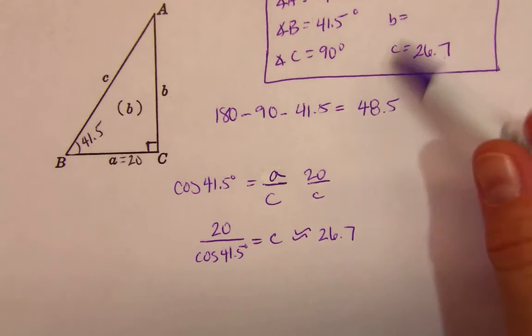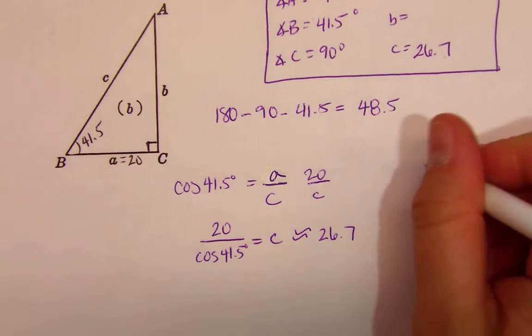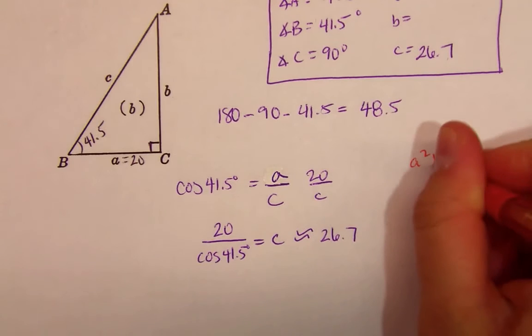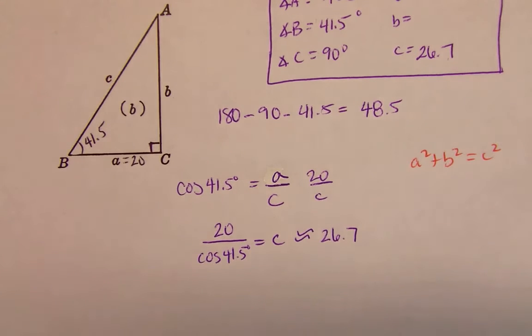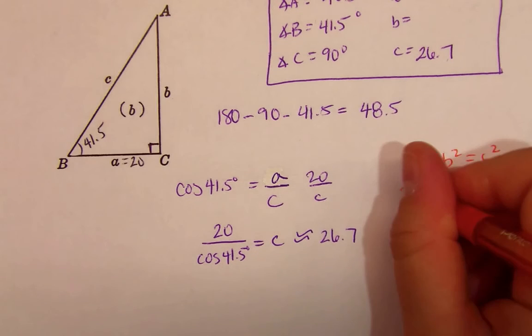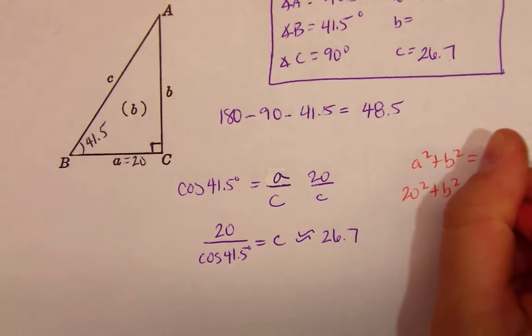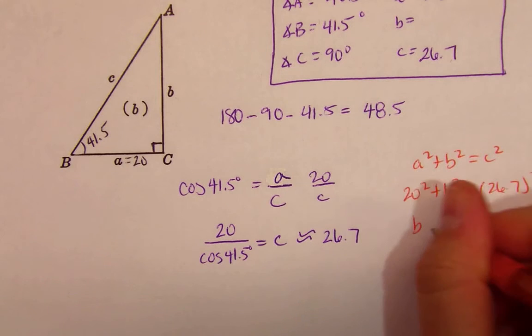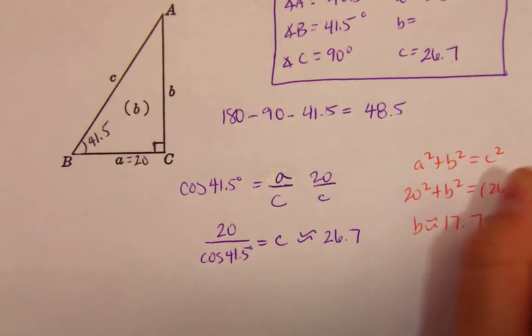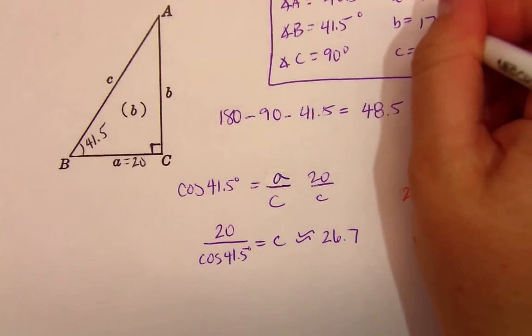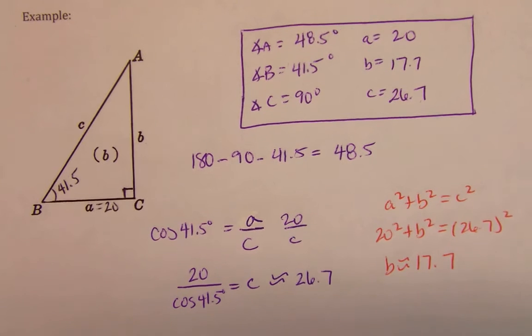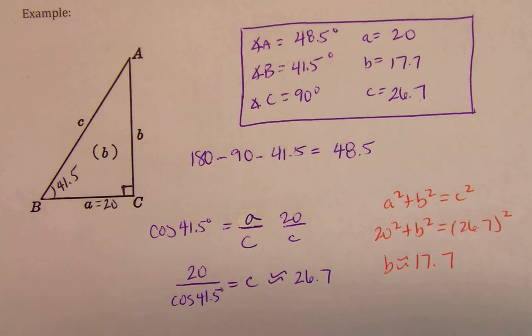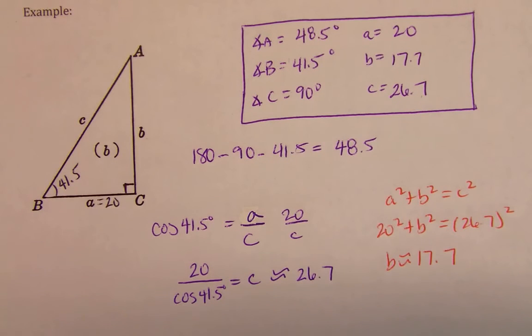Now, if I know that one and I know this one, I can use the Pythagorean theorem. So we have a squared plus b squared equals c squared. So that would be 20 squared plus b squared equals 26.7 squared. And b, when we solve, will be 17.7. And that is finishing up our problem. So our triangle is solved. I have my box. I have all 6 things in it. And that is actually the end of section 4-8.